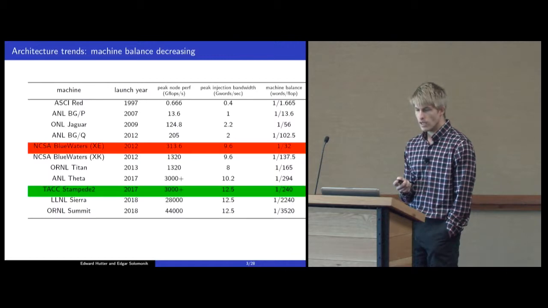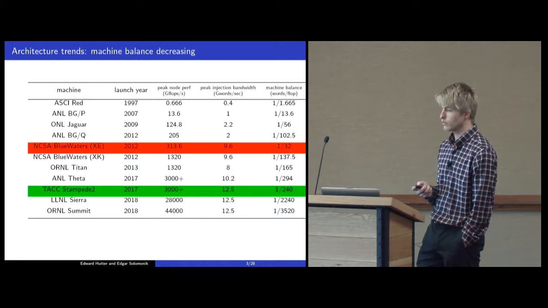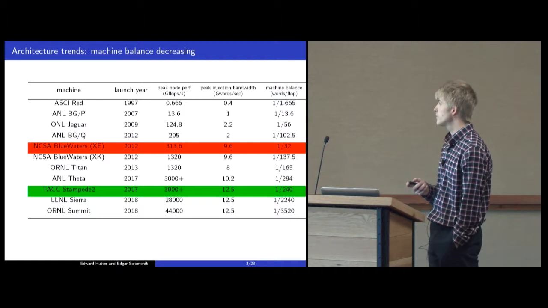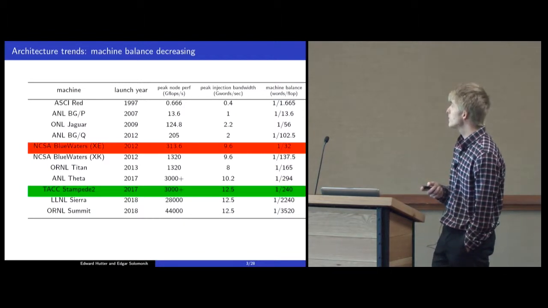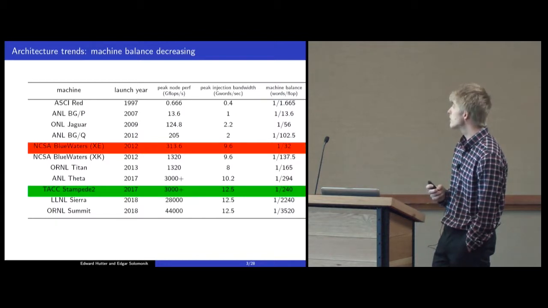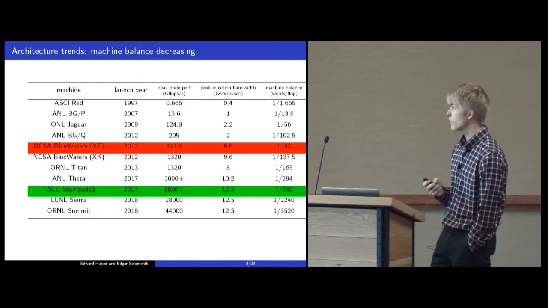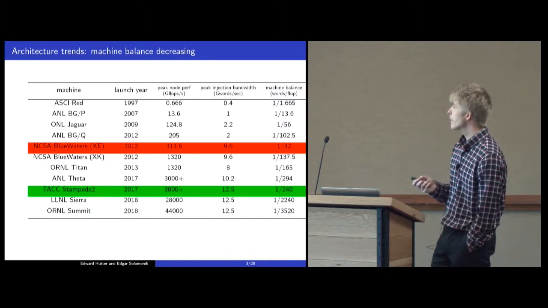And so I want to include this chart here. So this is the trends in architecture. I want to look at the machine balance in particular. So since 1997 up to this year, you can see that the machine balance on the right is decreasing almost exponentially. And so I want to highlight two architectures in particular, because these are the architectures we're going to test our QR factorization algorithm on, Blue Waters and Stampede2. We see that Blue Waters' machine balance is around 8 times higher than that of Stampede2.